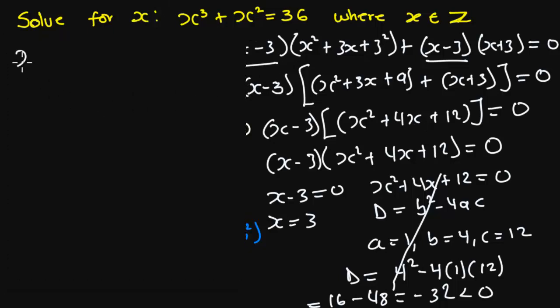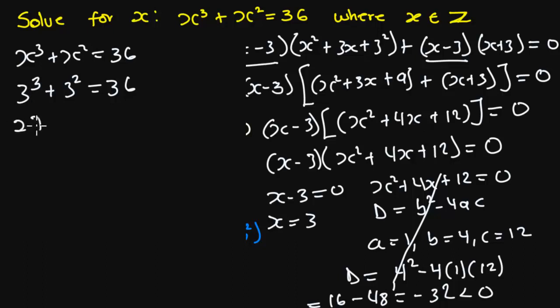Now we're given x to the power 3 plus x squared is equal to 36. So we are going to have 3 exponent 3 plus 3 squared is equal to 36. And 3 exponent 3 gives 27 plus 3 squared is 9. So this will be equal to 36. And then 27 plus 9 is 36. So 36 is equal to 36. Therefore, our answer x is equal to 3 is correct and it can satisfy this equation.